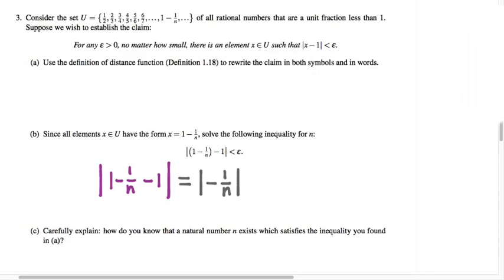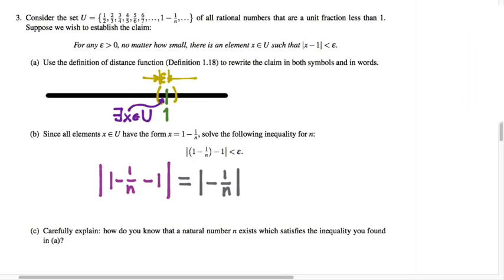However close we want to get to the number 1, so 1 maybe is right here, however close I want to get, how close we are here is what epsilon is telling us. It's the radius of this interval right here. So that's that little distance. However close we want to get to 1, we know we can always find an element x of my set which is that close. So you might think that the elements of this set are clustered arbitrarily close. There's infinitely many of them arbitrarily close to the number 1.